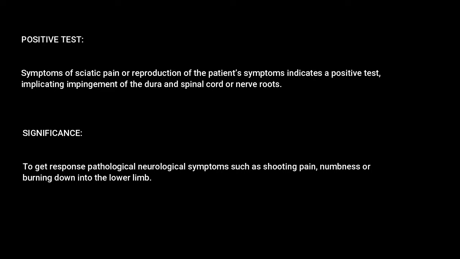Symptoms of sciatic pain or reproduction of the patient's symptoms indicates a positive test, implicating impingement of the dura and spinal cord or nerve roots. Significance of the test: to get a response, pathological neurological symptoms such as shooting pain, numbness or burning down into the lower limb. Upper limb neurodynamic tension test.